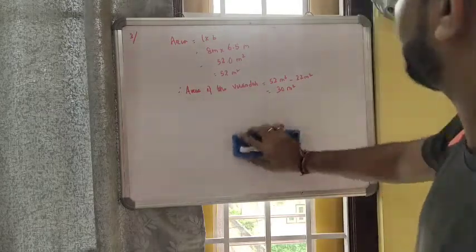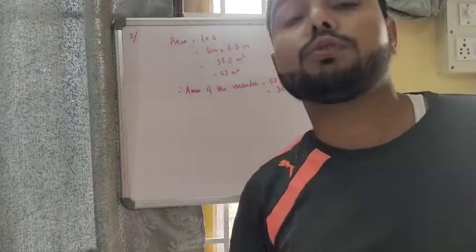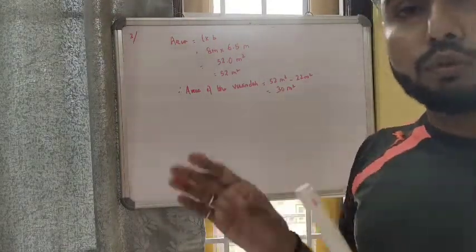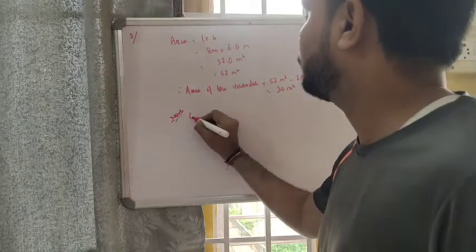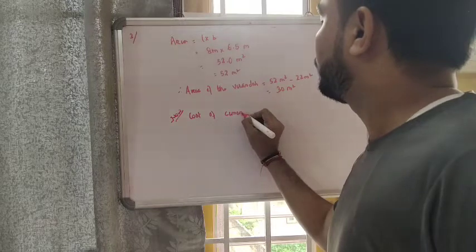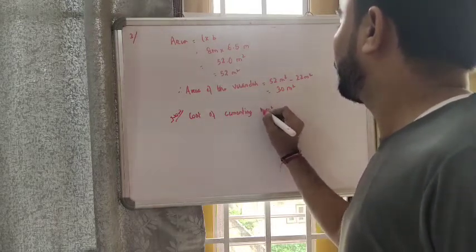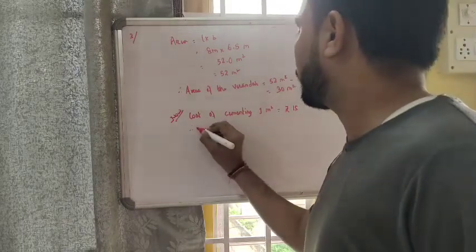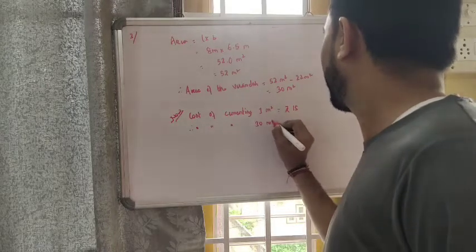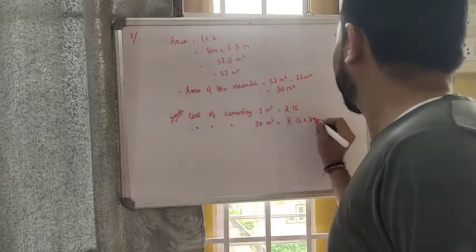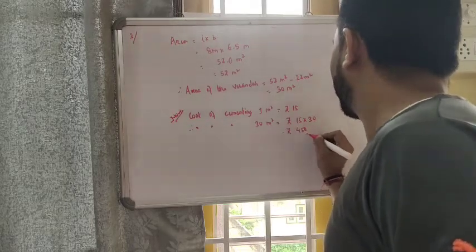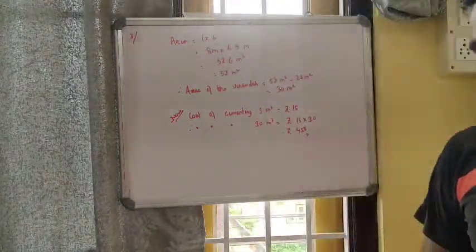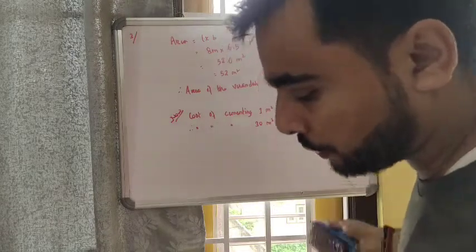So now you are not supposed to find the area of the floor, you are supposed to find the cost of cementing the floor of the veranda. So now we have the total area of the floor of the veranda. Cost of cementing 1 meter square is equal to rupees 15. Therefore, cost of cementing, how much? The total area of the floor of veranda is 30 meter square. So, rupees 15 into 30, rupees 450 will be the total cost of cementing the floor of the veranda. I hope it is clear to all of you. Let's proceed with question number 4 then.